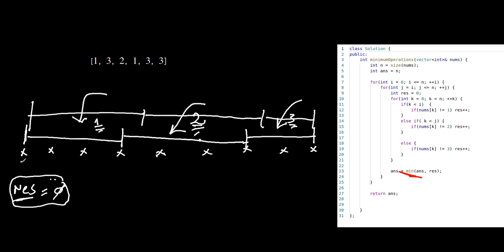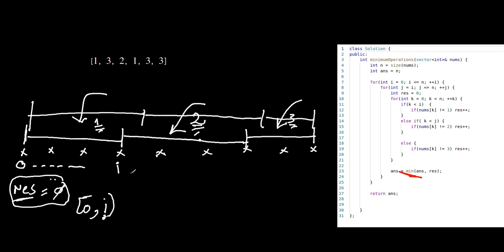The first segment starts at 0 and ends at index i. i is not included, so it's from 0 to i. Now if i is 0, the length of the segment is 0. That means no numbers lie in it, or will be equal to 2 in this case.